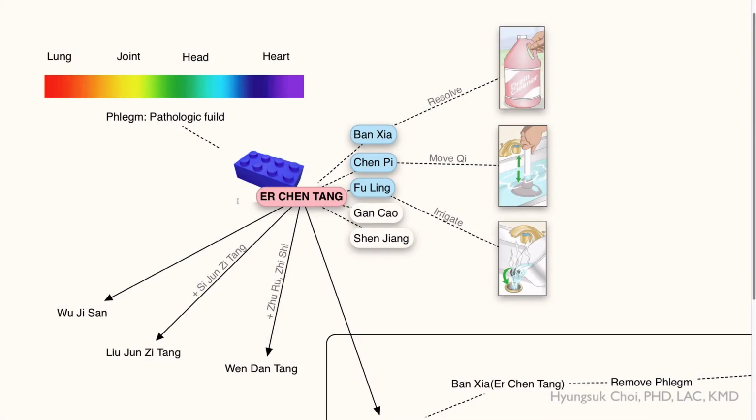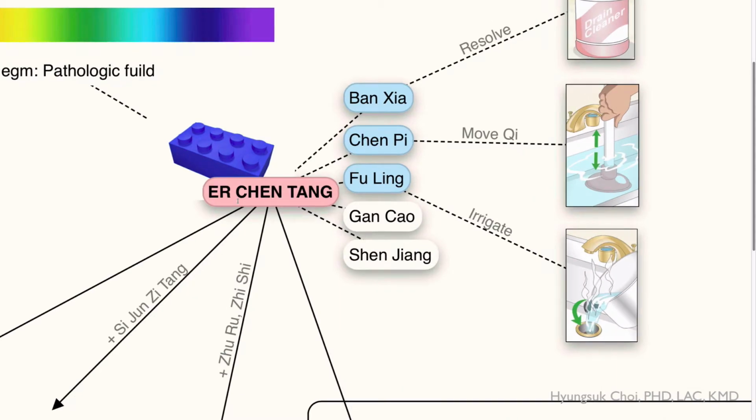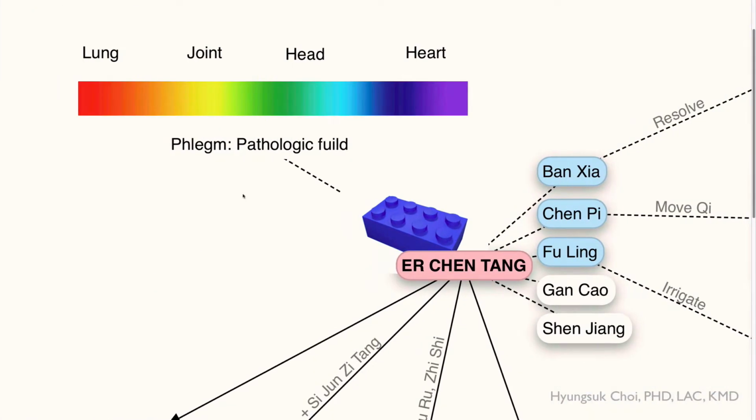Hello everyone. Today let's talk about the famous formula Erchen Tang. Erchen Tang is a very effective formula for treating any kind of phlegm. We usually define phlegm this way: the pathologic fluid, any kind of pathologic fluid. It is not that specific. We can say phlegm is a wide spectrum.